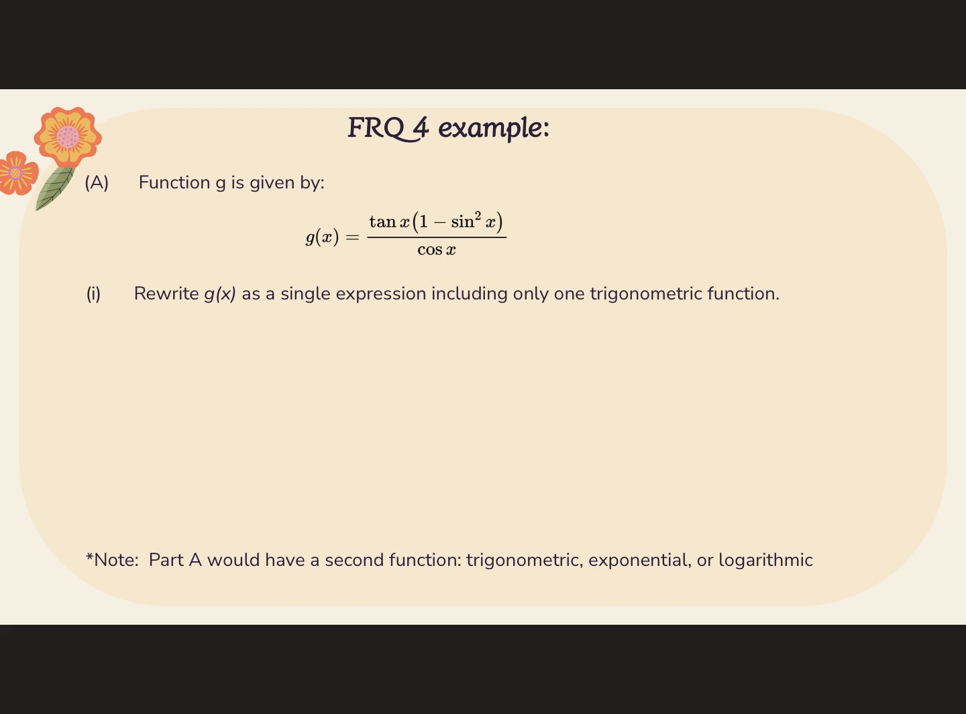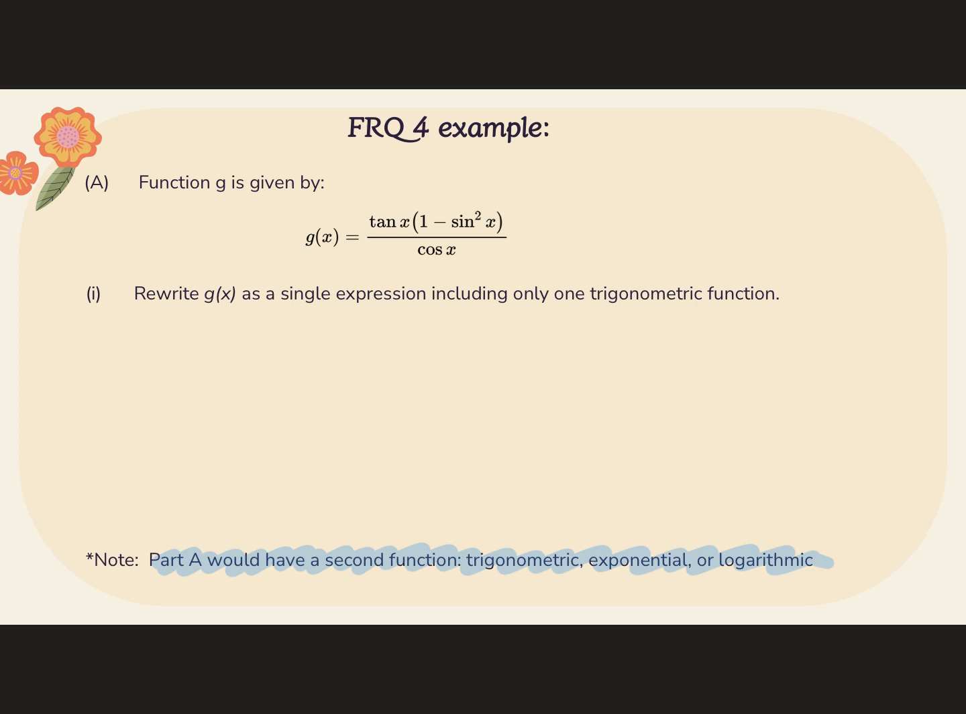Here are a few examples of what FRQ4 tasks could look like, and we'll specifically look at some tasks that involve Unit 3's function types with trigonometry. So in part A here, we have a single function, but note that in the real AP exam and in our cumulative, there will be a second trig function. This one just has one function, function g, and you can see it's quite a complex trig function. Our goal is to rewrite this function g using only one trig function.